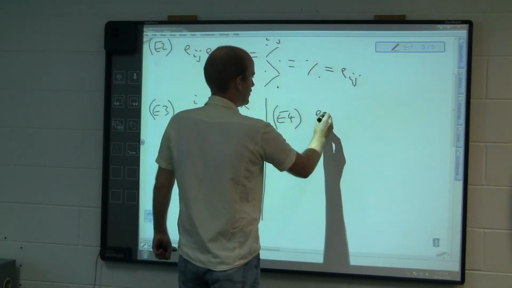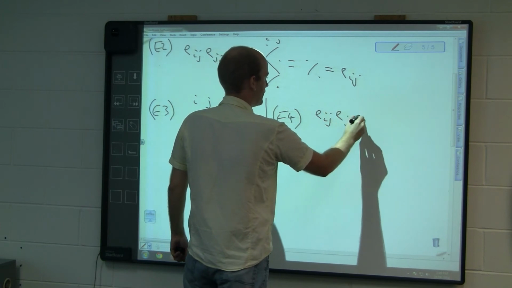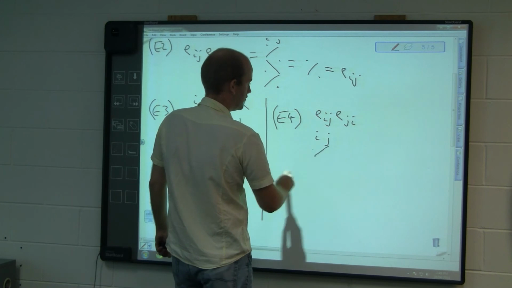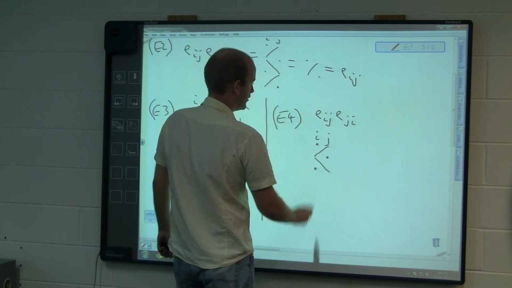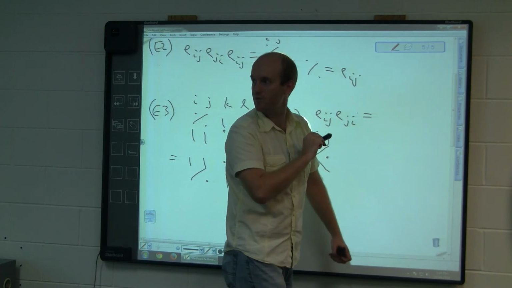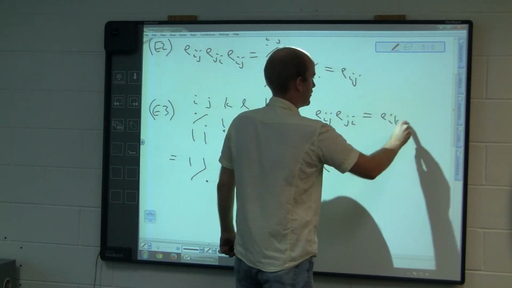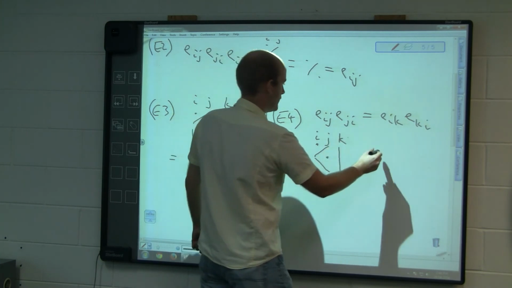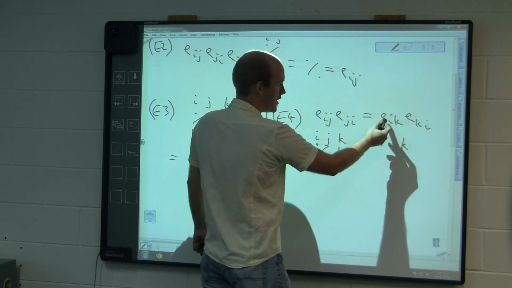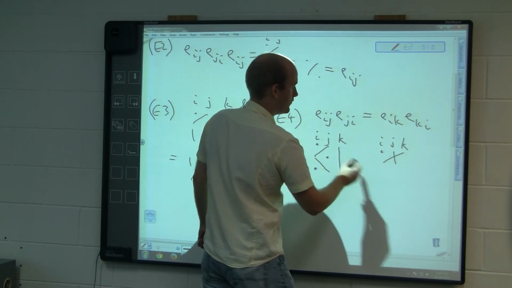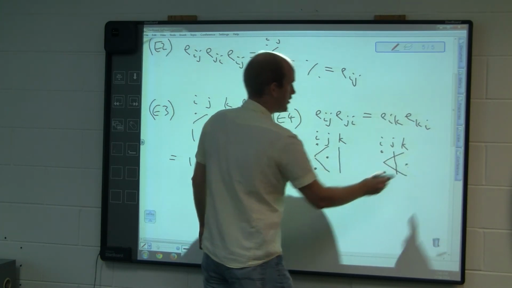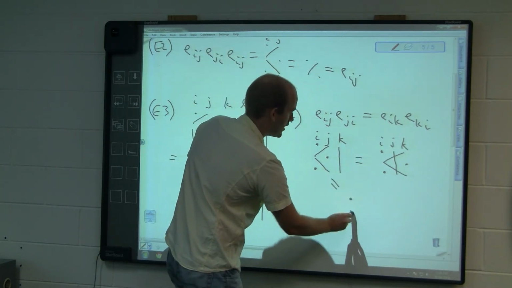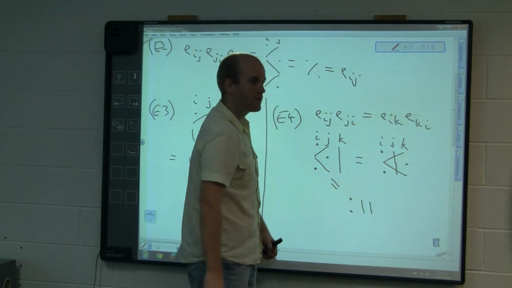E4 says E_ij, E_ji, which looks like this. E_ij should equal, what is it, E_ik. Which means that we have to actually have a j somewhere. What does E_ik look like? E_ik, and then E_ki, like that. So they're both just different ways of having i going nowhere, and the other two things going the same place.